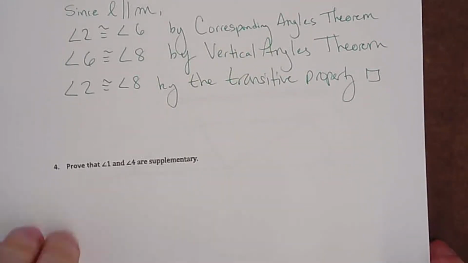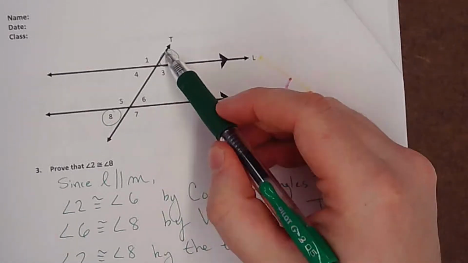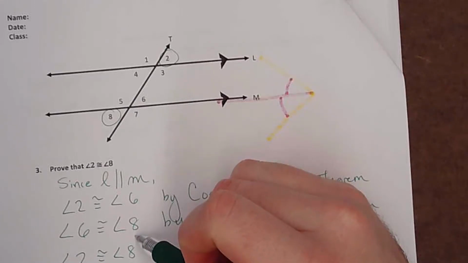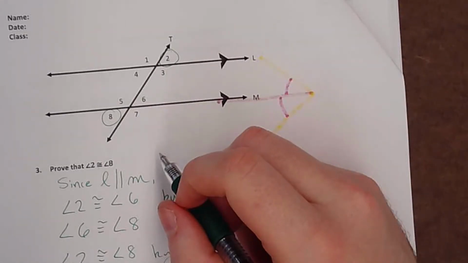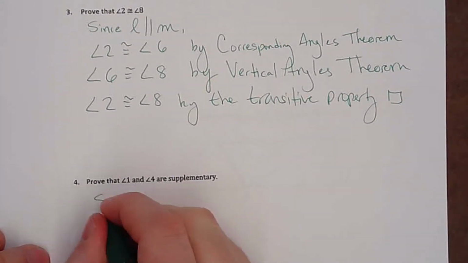Now we want to prove 1 and 4 are supplementary. Well, if you look at 1 and 4, 1 and 4 are on a line, aren't they? 2 angles on a line. We call that a linear pair. Linear pair theorem says if they're a linear pair, they must add up to 180. And if they add up to 180, they're supplementary. So let me write all that out.